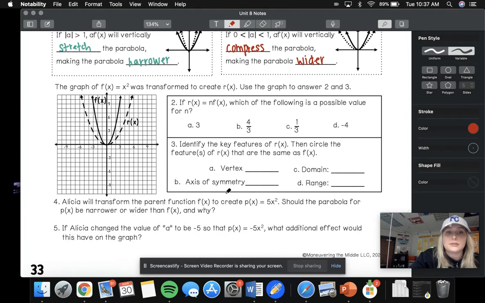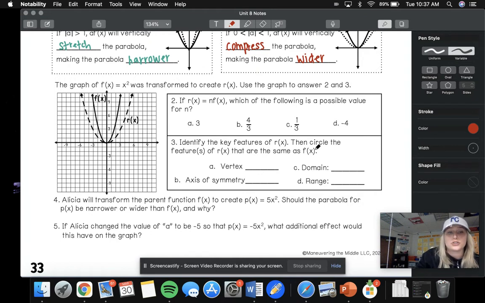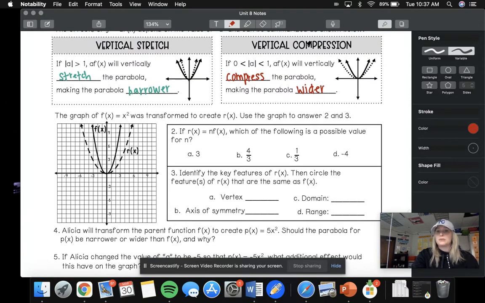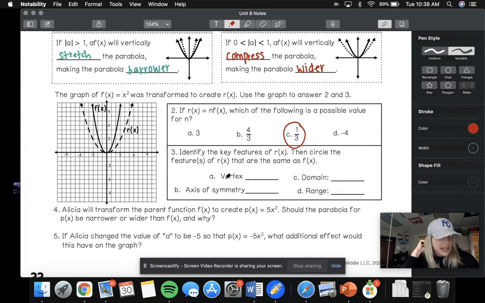Okay, the graph of f of x equals x squared was transformed to create r of x. So this dotted one. Use the graph to answer 2 and 3. If r of x equals n times f of x, what is the possible value of n? So first, let's just look at what happened. Here's the original one, and it looks like it got wider. So if I think of wider, it has to be a vertical compression, and that means it has to be a number in between 0 and 1. While this is a fraction, this is actually larger than 1, so I think it has to be 1/3.